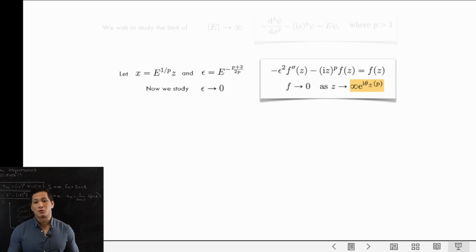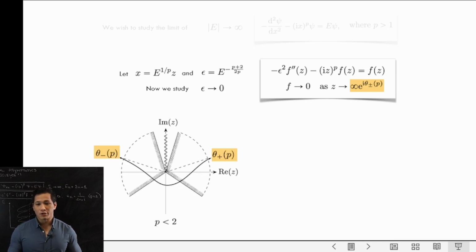Their values are not so important to you. What you should know is that depending on what the parameter p is, the directions will change. If p is less than 2, then you see in the lower left picture that your function f should decay going up towards theta minus in the top left, and then going to theta plus in the top right. Okay, and then these angles are specified as some function of p.